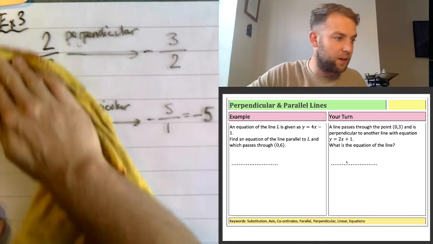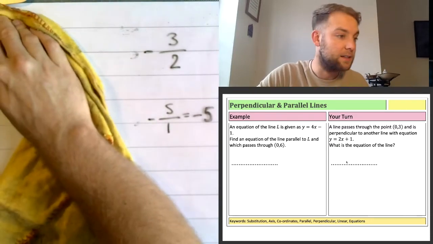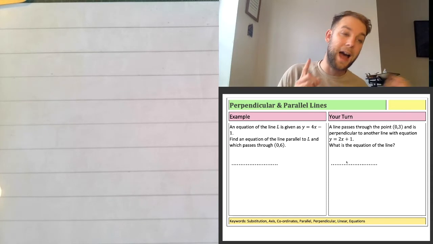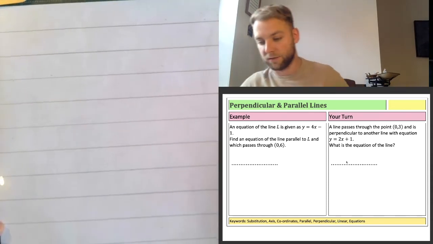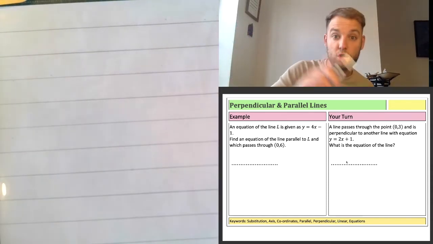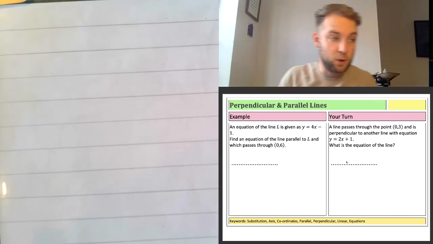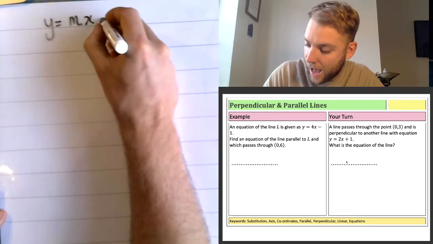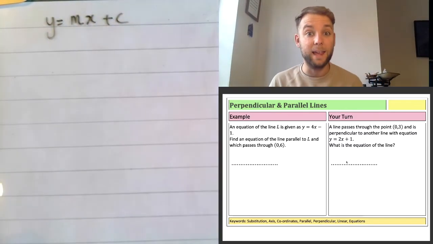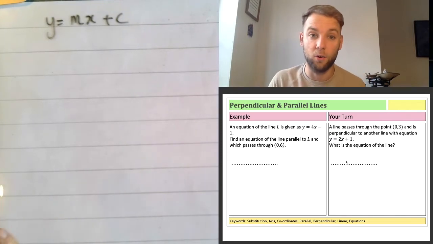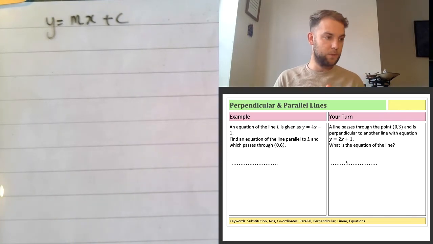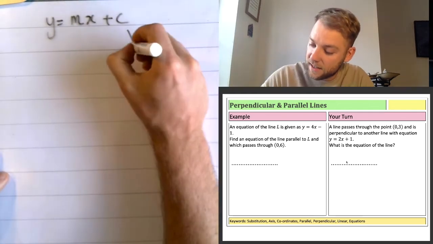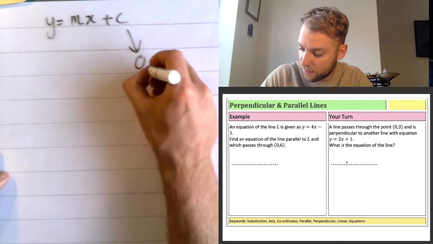So the equation of a line L is given as y equals 4x subtract 1. Find the equation of the line that is parallel to L and passes through 0, 6. Now remember, the two things we need when we're finding the equation of the line are the gradient, so m, and the y-intercept c. So it's y equals mx plus c, always. In this, you notice that it's 0, 6. So actually, we've already got this c value.